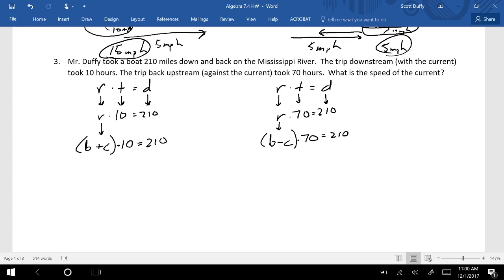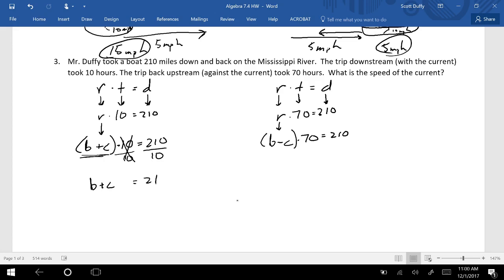What I can do is simplify these equations right away. This set right here, B plus C, is being multiplied by 10. To undo that and get B plus C by itself, I'm going to divide by 10 on both sides of the equation. So I get B plus C by itself, and that equals 21.